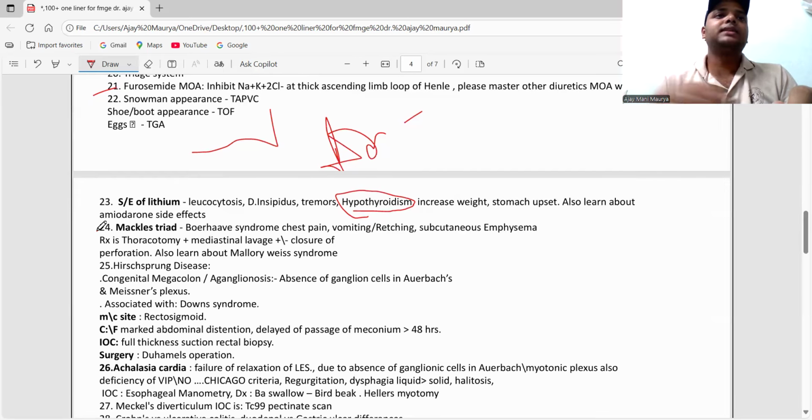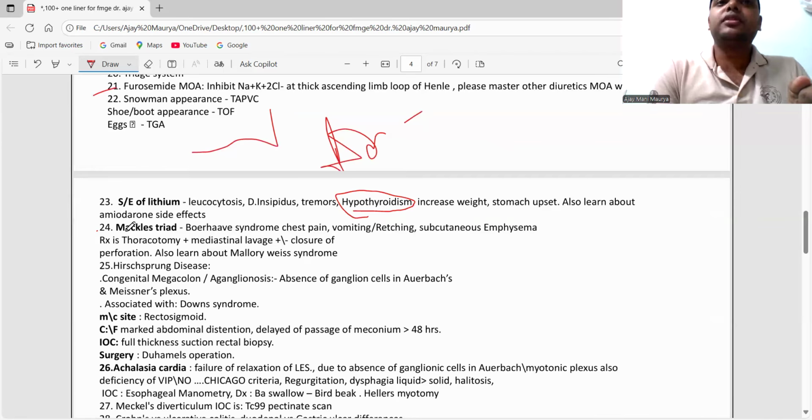Next is Mackler's triad. Where will we see Mackler's triad? In Boerhaave syndrome. There is chest pain, vomiting, retching, and subcutaneous emphysema. Now, what is Mackler's triad? Tell me in the comments. Next, the treatment is thoracotomy plus mediastinal lavage and closure of the perforation.